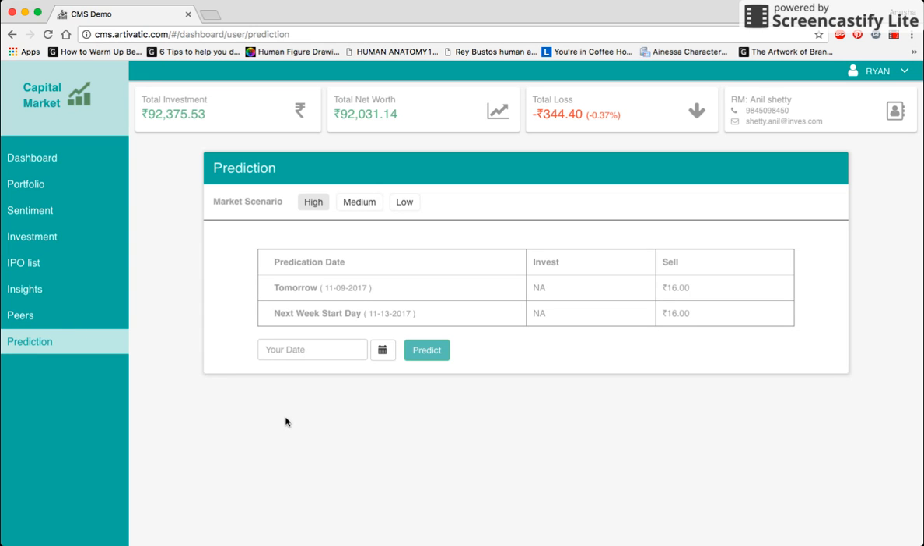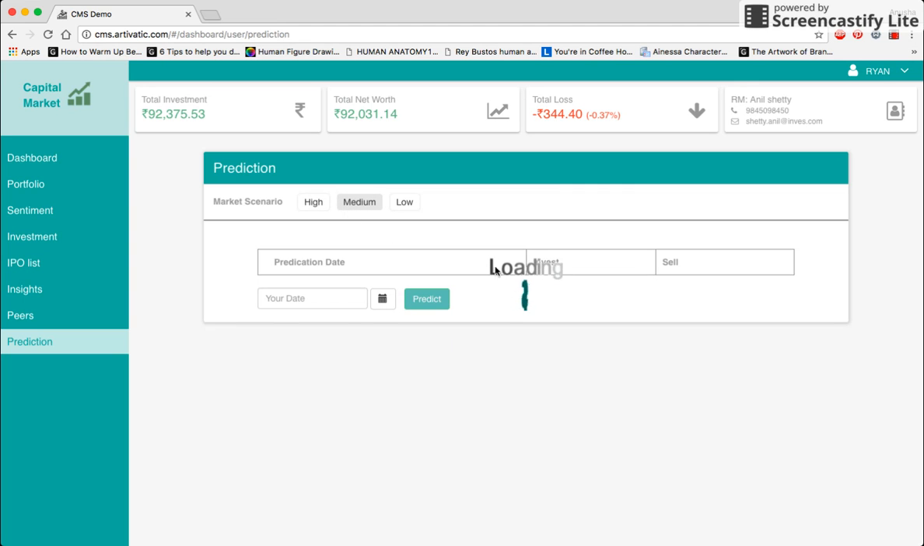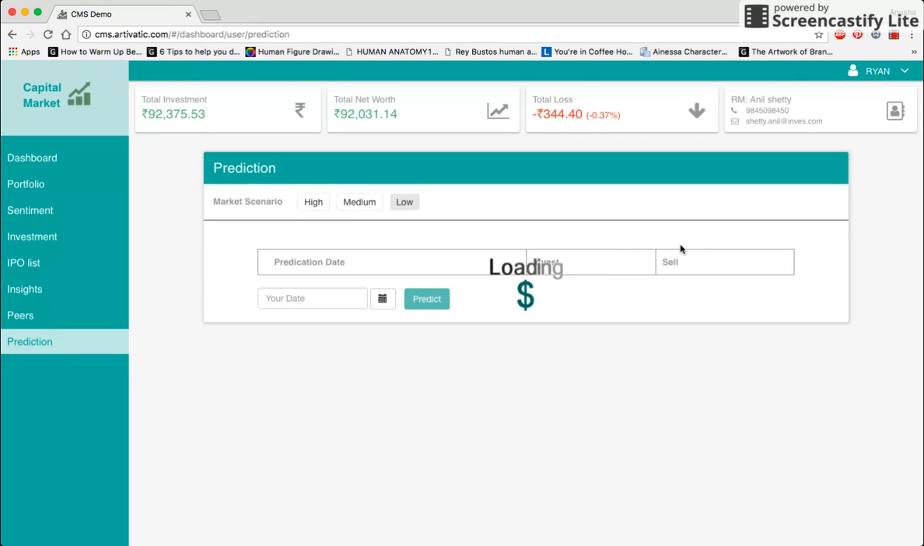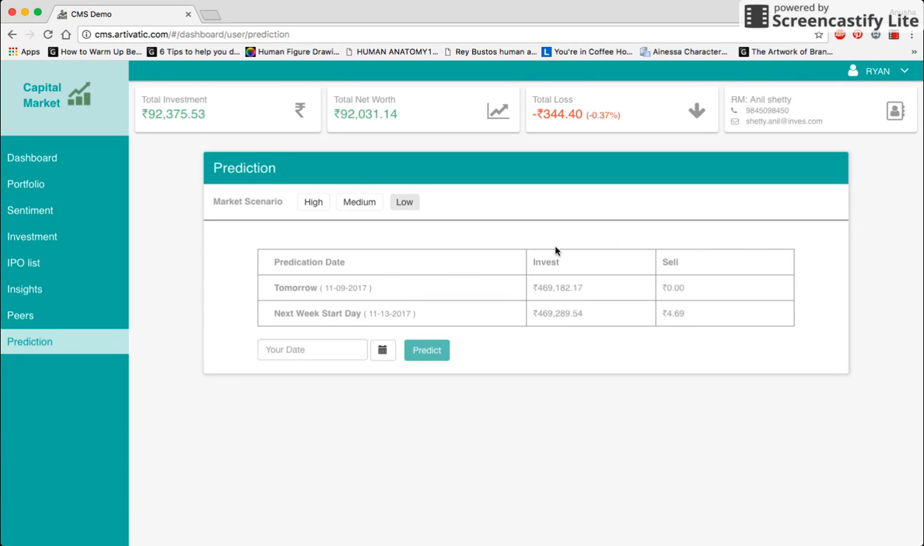The prediction tool helps to figure out what an investor will do based on his previous behaviors and also on the market scenario. So if the market is high, then the investor will be expected to sell, while if the market is low, he would be expected to invest more and sell less, while if it's low, he would not sell much and would prefer to invest instead.